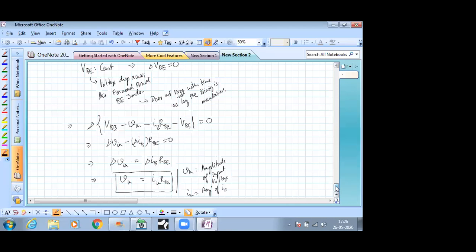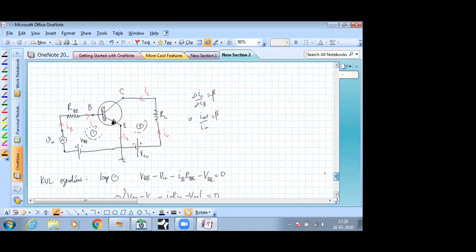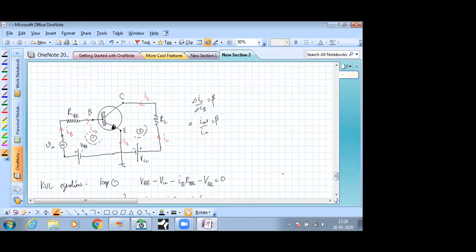Okay, now similarly, if we consider the second loop on this side, for loop 2, if we consider, so you see that it is just this thing. Basically we have to consider the output voltage. So even that is not necessary. We don't need loop 2 actually. The voltage across the load resistor is only our output. And this is our output.